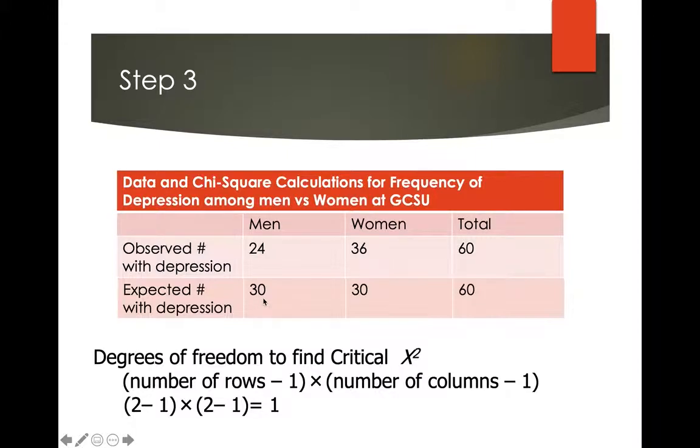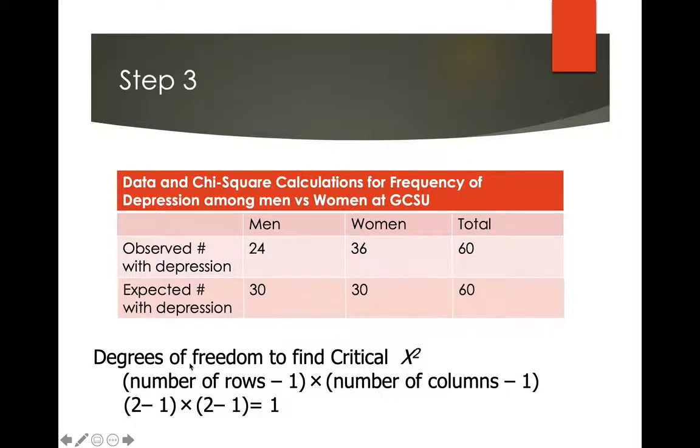The expected distribution would be that 30 men would be depressed and 30 women would be depressed, which gives us a grand total of 60. And this would mean that our null hypothesis is true, that 30 men are depressed and 30 women are depressed, which suggests that the percentage or frequency of depression is equal. So what we want to do is test if this is true or if the distribution in the observed is statistically different.